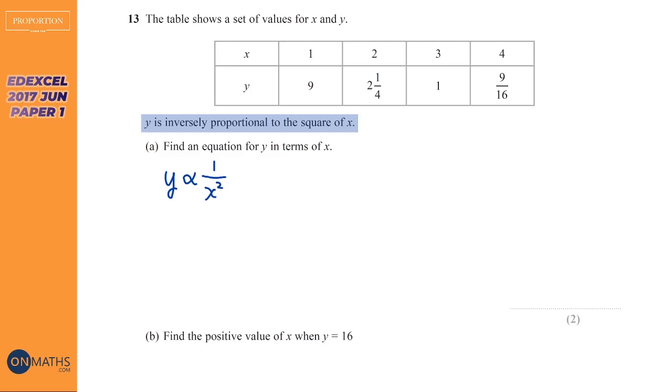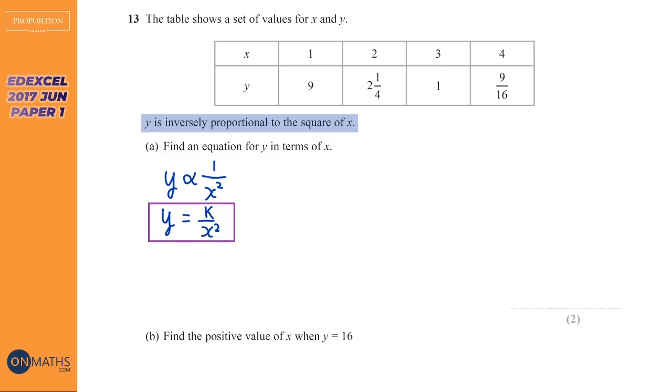Now I really want to change that proportionality sign to an equals, otherwise I can't really do anything. So to do that, I multiply the right hand side by k. Now k is a constant, and k is something we need to find. And this here is our formula, but we need to know what k is. So we're going to quickly go and do that.